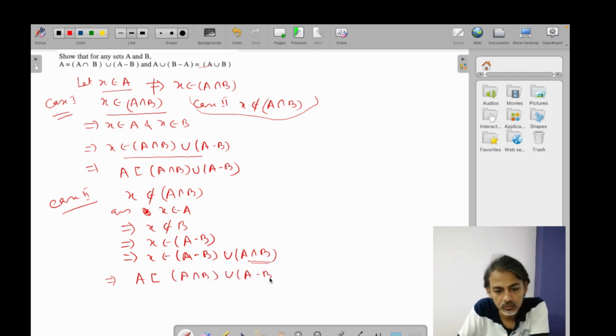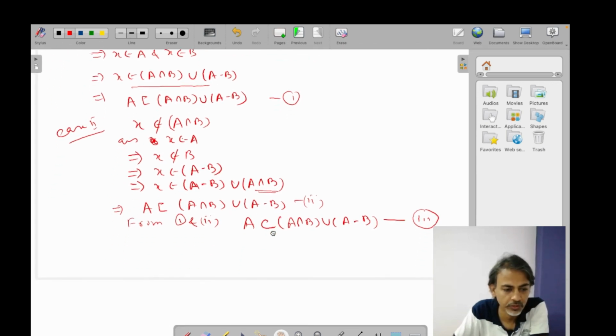Alright. So let's say this is 1, this is 2. In both the cases, from 1 and 2, we can see that A is a subset of A intersection B union A minus B. This is something which we have understood. Call it equation 3.